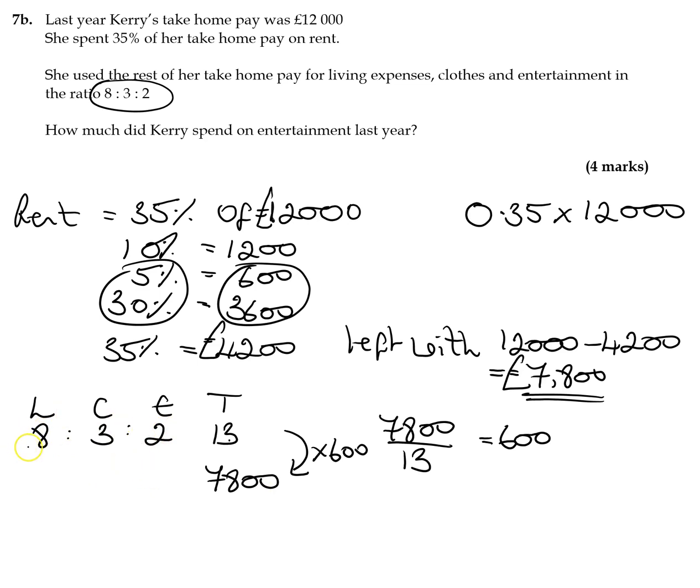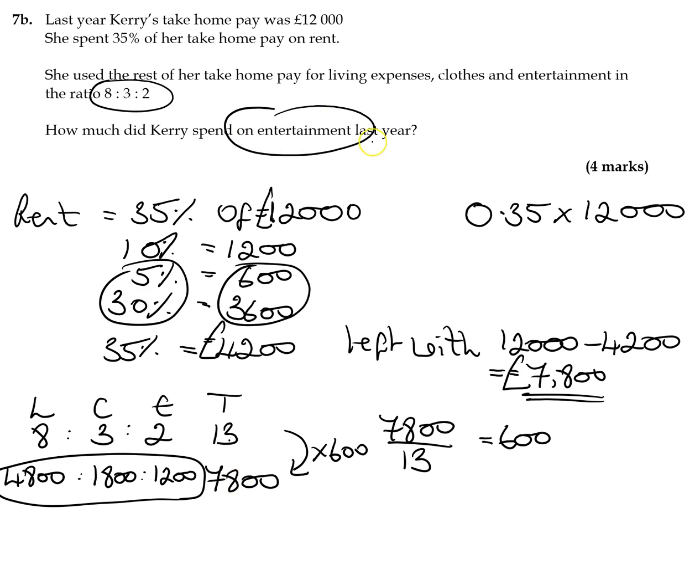So I'm going to work out all three, it doesn't ask for that, but 8 times 600 is 4,800. 3 times 600 is 1,800. And 2 times 600 is 1,200. Now if we're being particularly careful, we'd make sure that these three add up to that, which they do, so that's good. Now the question says, how much did she spend on entertainment?